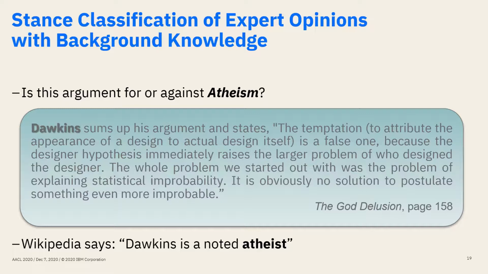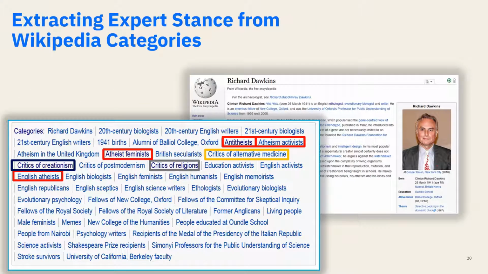But what if I told you that this text is by Richard Dawkins? As you probably know, Dawkins is a famous atheist, so this argument is likely to be pro-atheism. And we can learn that Dawkins is an atheist by looking at Wikipedia. Wikipedia's categories contain valuable information about people's stance. For example, we can see that Dawkins is an English atheist, a critic of creationism, a feminist, and so on.